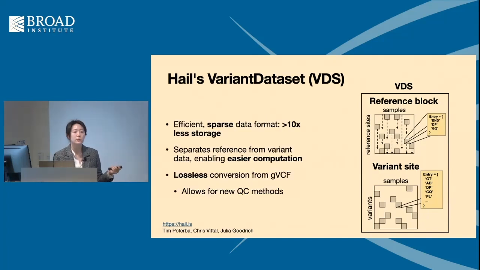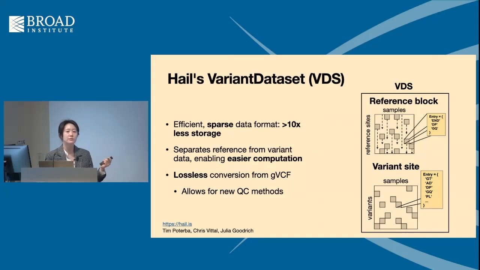And this sparse data format is really efficient. It takes more than 10 times less space to create a VDS than a project VCF. And this separation of reference information from variant information enables easier computation. So for example, if you have an analysis that only needs to look at the variant information, you can just read in this bottom matrix. You don't have to read in the entire data set to do your work.